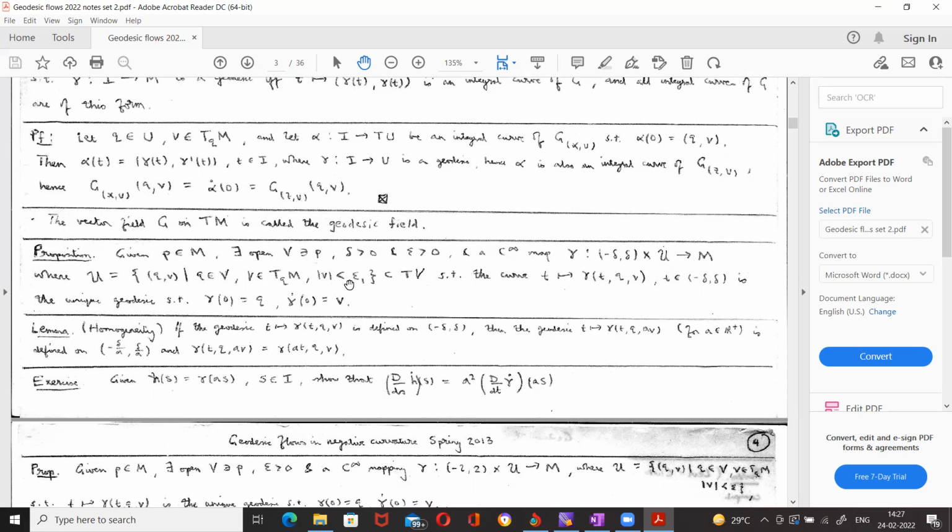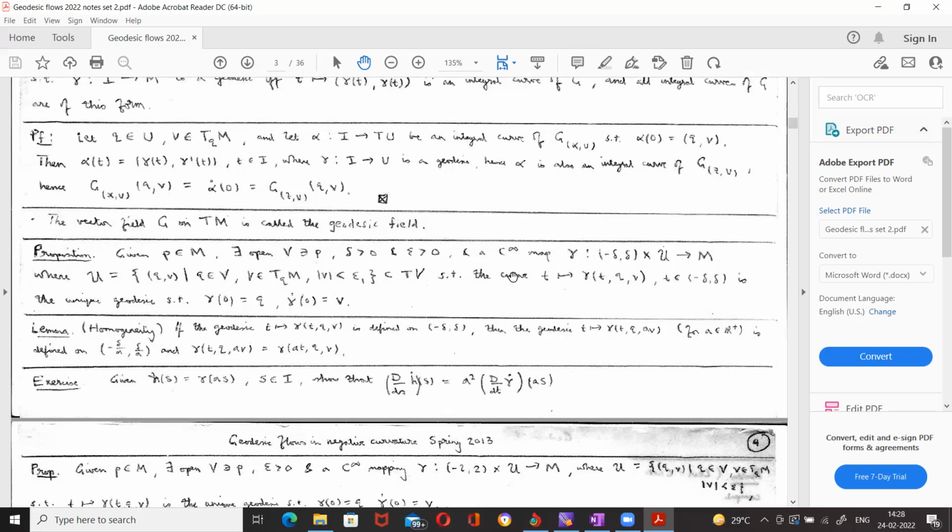So in other words, I look at all the points Q in the neighborhood V of P. In each of those points, I look at the ball of radius epsilon in the tangent space with respect to the Riemannian norm, and then I take the union of those balls. So this is an open neighborhood of the zero vector in the tangent space at P, right? And so this is a subspace of the tangent bundle of V.